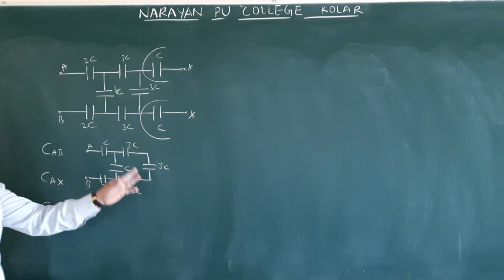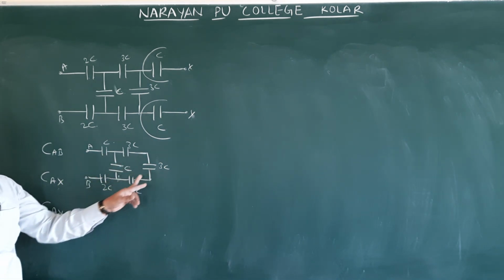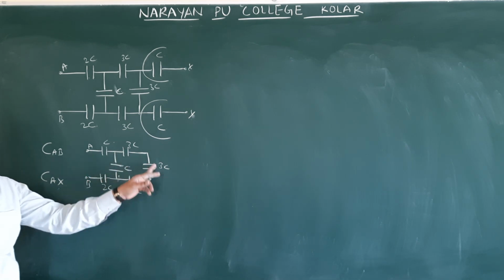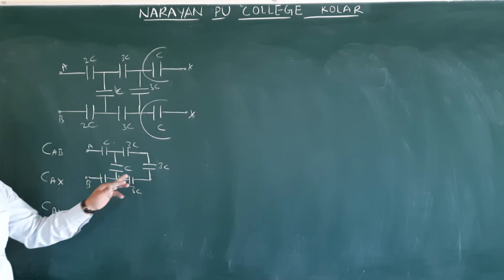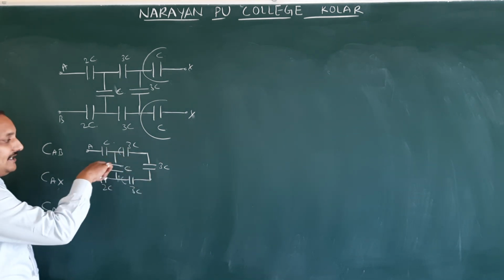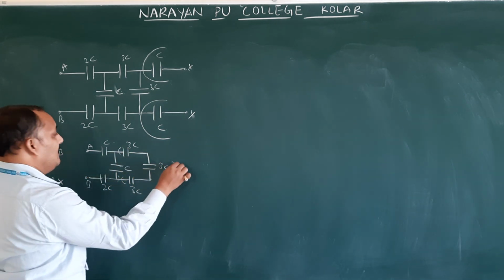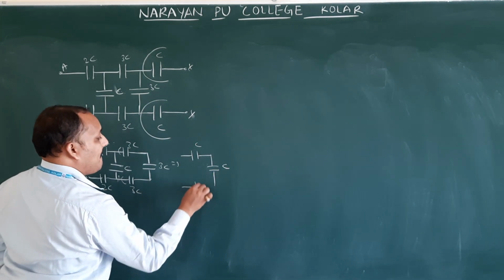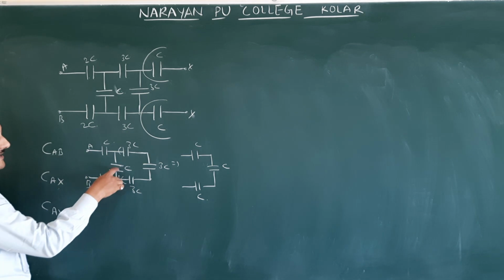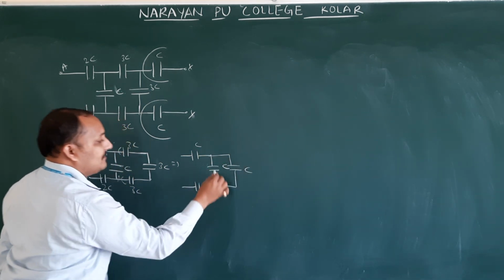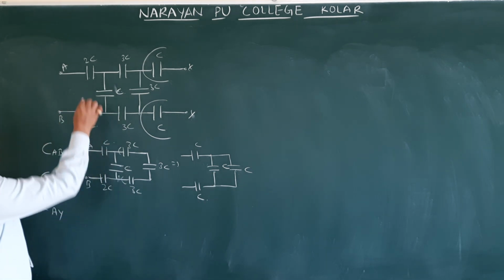Now can you calculate this one? This is nothing but 3C, 3C, 3C. How are these three connected? In series. Series, all are the same, so what will you get? 3C by 3, that is nothing but C. So by removing this, you will get C in place of this capacitor. This is C, this is C, C, C, C. In place of these three, how much did you get? C. Again, these two are connected in parallel, so this is 2C.